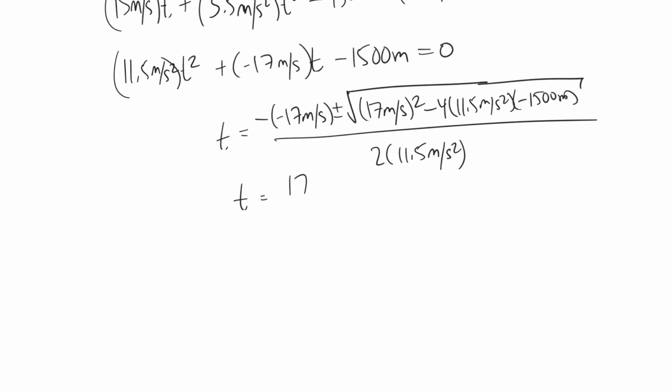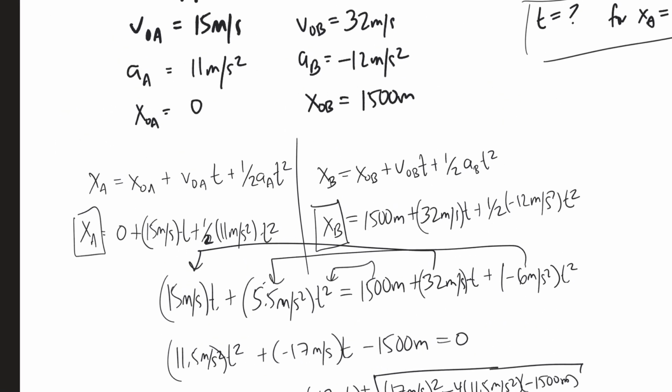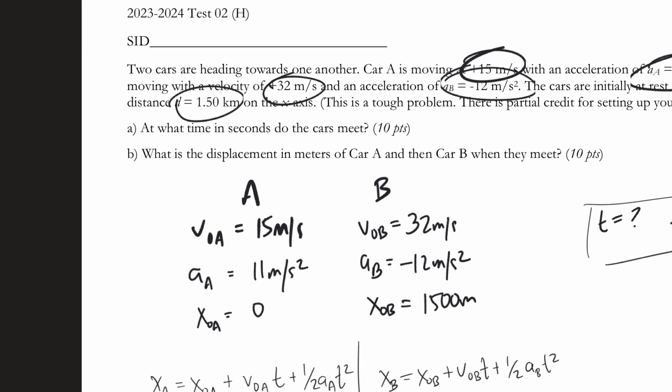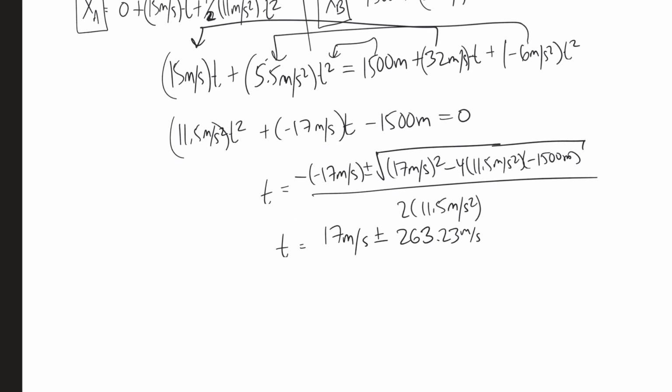I do not either. So 17 meters per second plus or minus, or at least I didn't when I created this key. The square root of, well, I guess we're not going to have a square root here. Looks like we're just going to figure out what this thing is. So it's 263.23 meters per second. Remember, I'm trying to keep extra sig figs. I think I'm going to end up with 3 here. Yeah, because I've got 3 right here. No, I've got 2 in most of this problem. So I'm going to end up with 2 in the final answer.